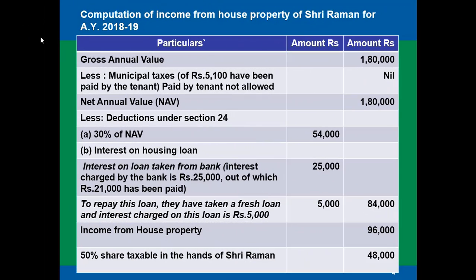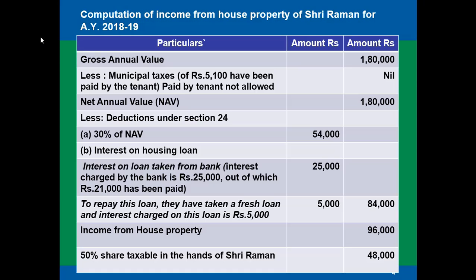So let us compute the income from house property of Shri Raman for the assessment year 2018-19. We have calculated earlier the gross annual value, which is 1,80,000. Now the municipal taxes, since they have been paid by the tenant, will not be allowed as deduction. So the net annual value will remain as 1,80,000. Now he will be allowed deductions under section 24. 30% of the net annual value will be 54,000.